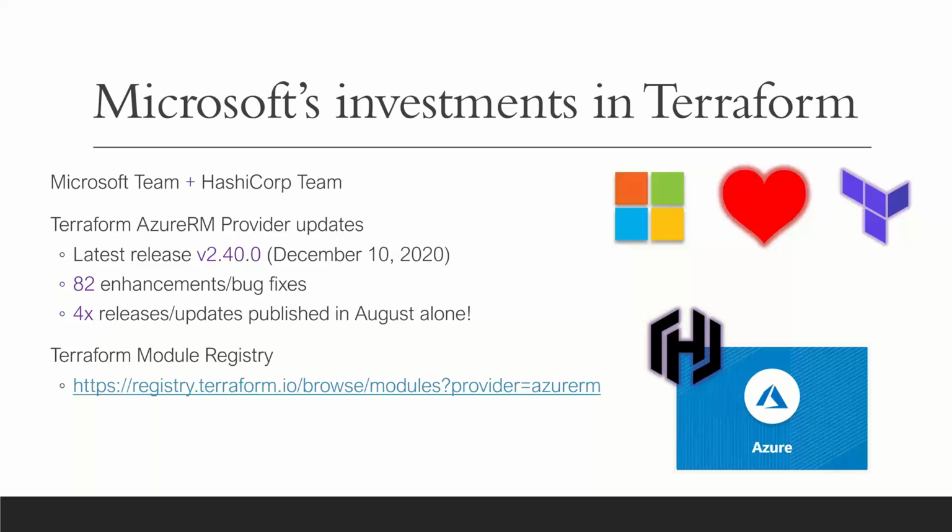In that release, there are 82 enhancements and bug fixes. Effectively, every week, so four times a month, the provider is updated, iterated on and released to the wild. This takes input from the Microsoft team. We have a dedicated team in Microsoft focused on Terraform and specifically the Azure provider for Terraform. HashiCorp has their own dedicated team too, because it's their product, and they work collectively together. So the provider is not solely the responsibility of Microsoft, but we heavily contribute to it.